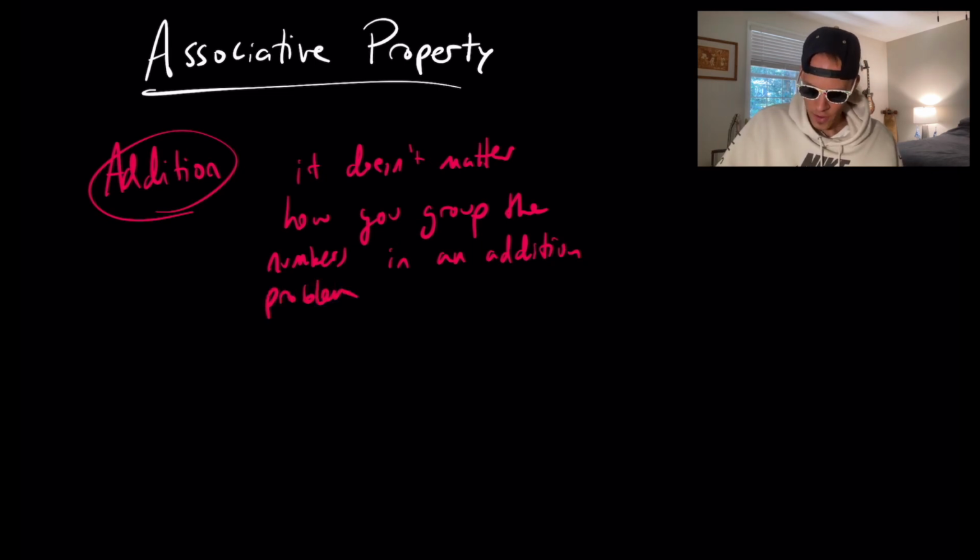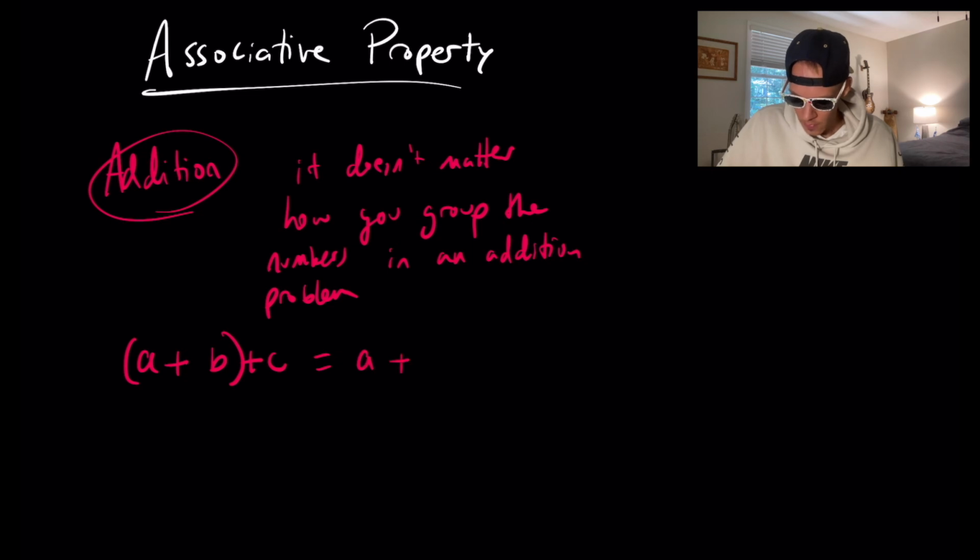So if I have A plus B plus C, and I decide to do A plus B first, so I put the parentheses around that. Remember, order of operations, you do what's in the parentheses first. So if I do A plus B first and then I add C, that would be no different than doing A plus B plus C. If we did B plus C first, that would be no different than doing A plus C first and then plus B.